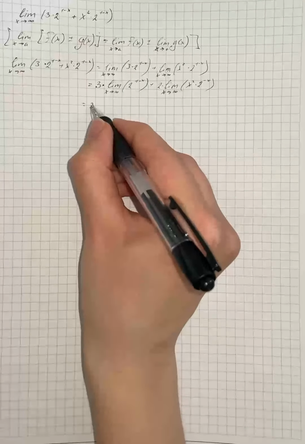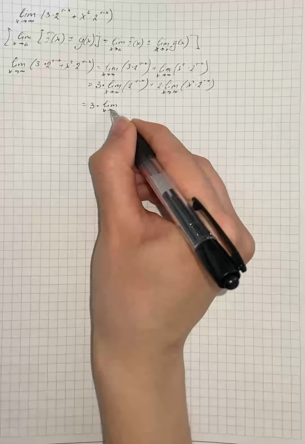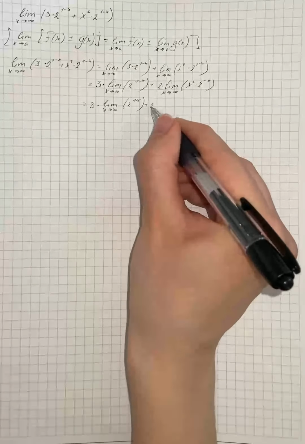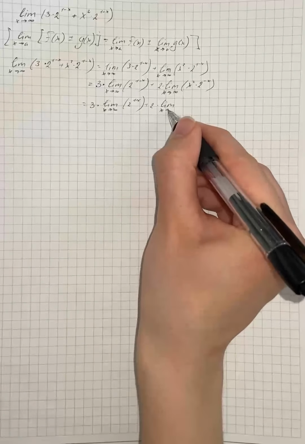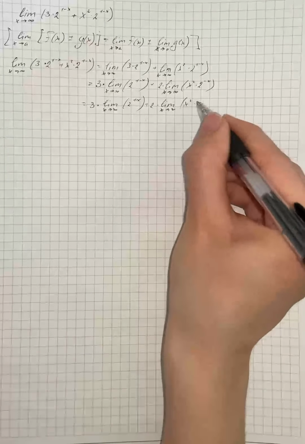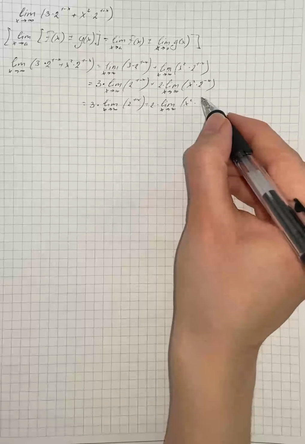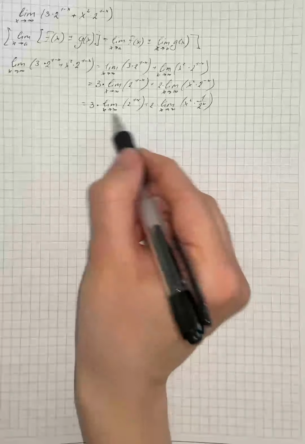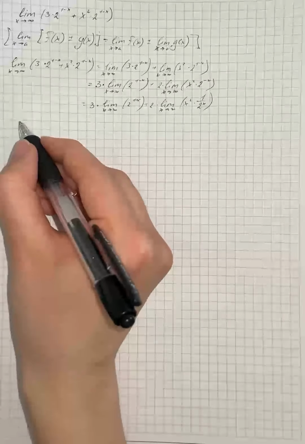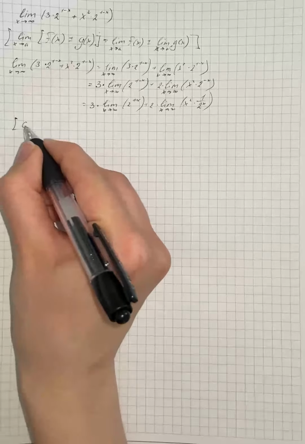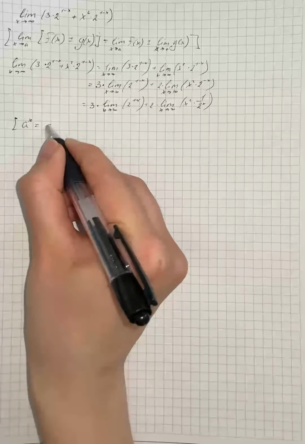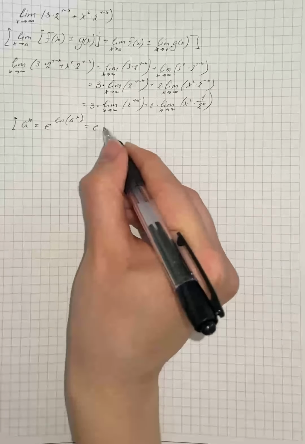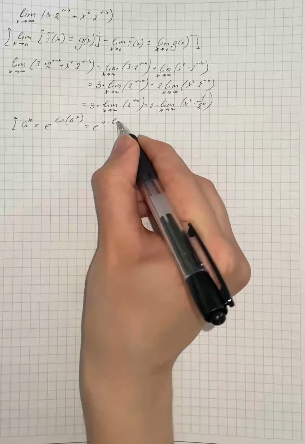So that equals 3 times the limit as x approaches infinity of 2 to the power 1 minus x plus 2 times the limit as x tends to infinity of x squared, and 2 to the power of negative x we rewrite as 1 over 2 to the power of x. So now we're going to find the first limit, and here we're going to apply the exponent rule that says a to the power of x equals e to the power of natural log of a to the x, or e to the power of x times natural log of a.